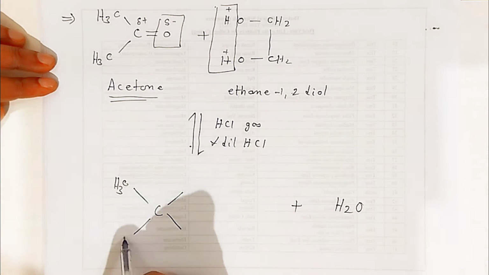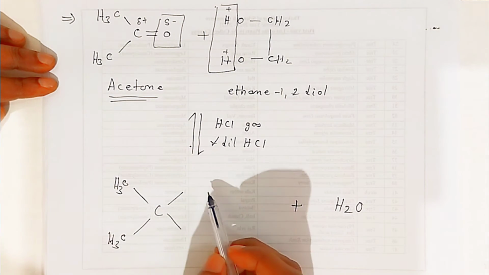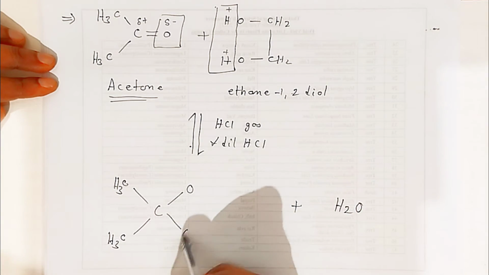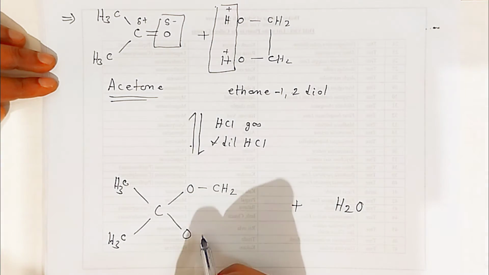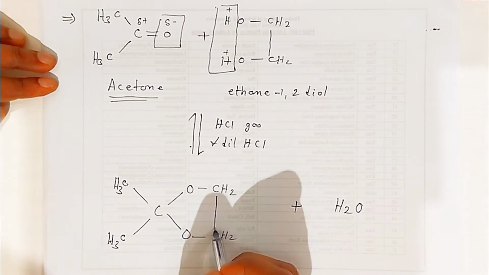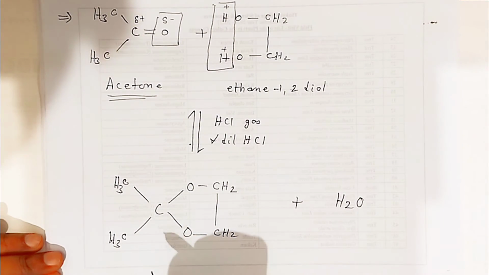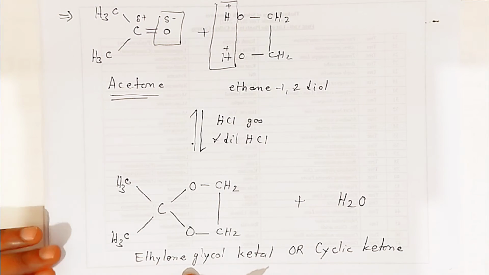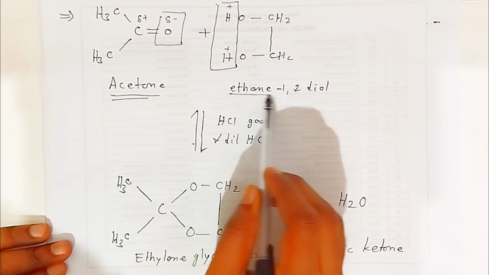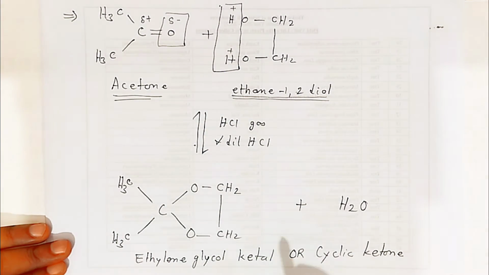The methyl group will be as it is, and this oxygen of ethoxy will be added like this, and it will form a cyclic ketone. So this is the product, students, that is called a ketone. In the ketone, students, only ethane-1,2-diol is going to be added to the acetone and it will form the cyclic ketone like this, that is called ethylene glycol ketone.